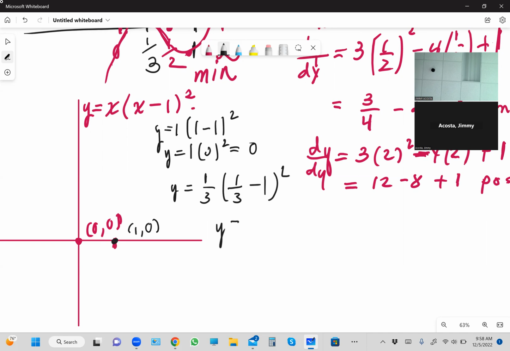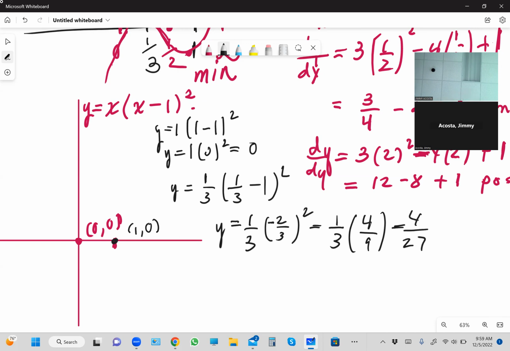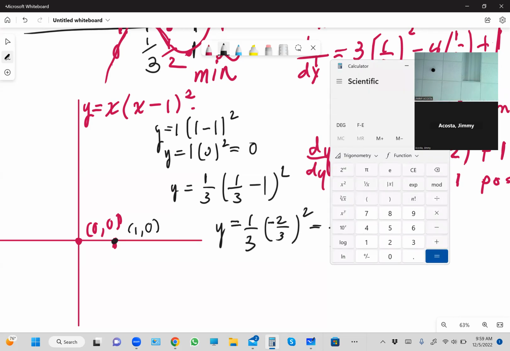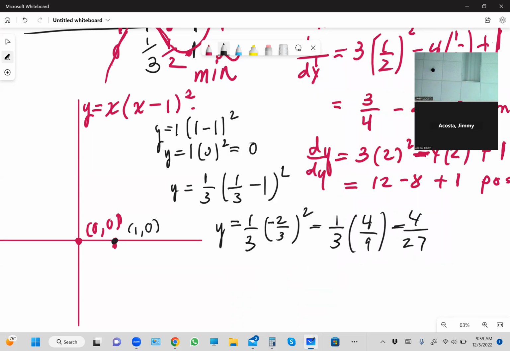So that's 1/3 times negative 2/3 squared. And so that's going to be 1/3 times 4/9, which is 4/27. Now, just a decimal representation of that. 4 divided by 27 is 0.15. So approximately 0.15.